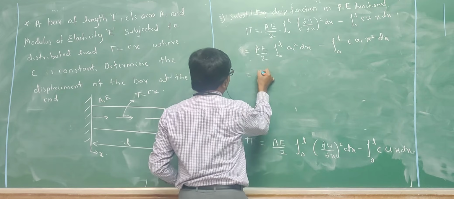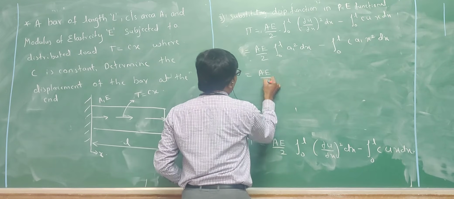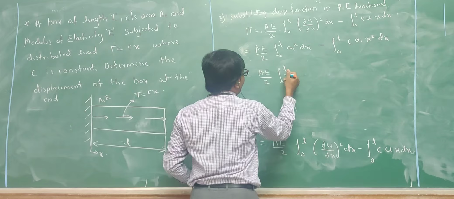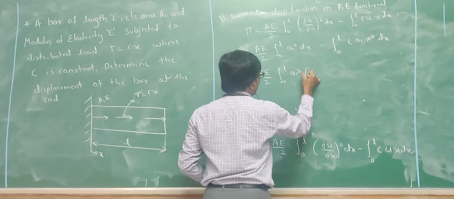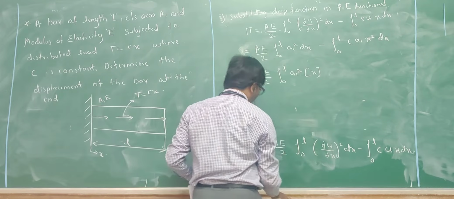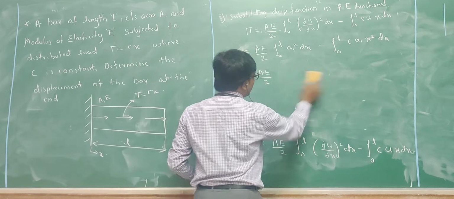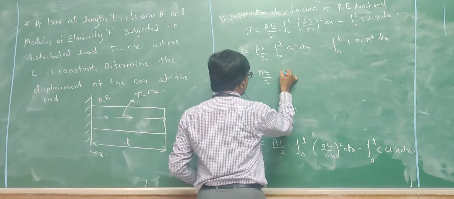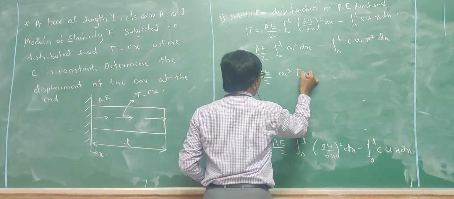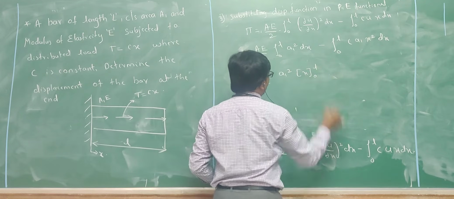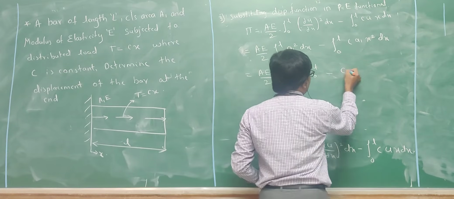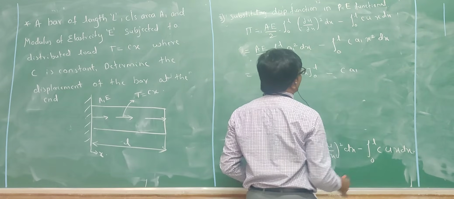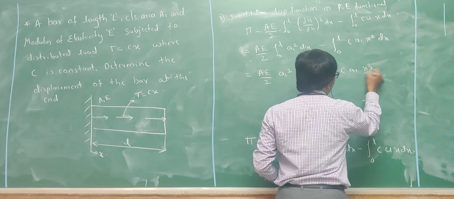So here it is AE by 2 integration 0 to L a1 square. Integration of dx becomes x. So a1 square into x from 0 to L. Minus, this integration becomes c a1, x square becomes x cube by 3.